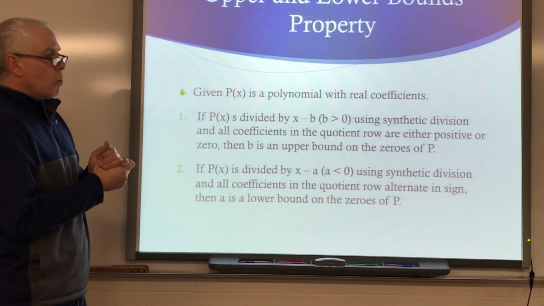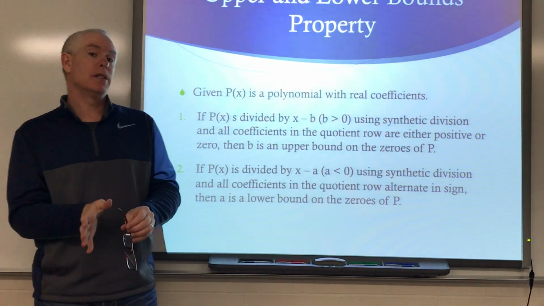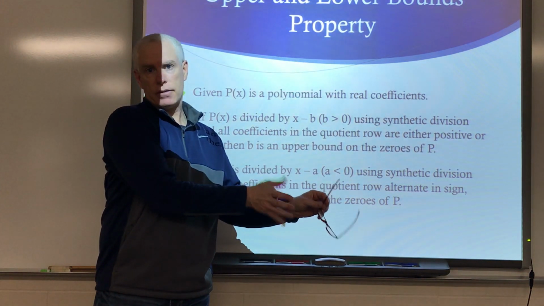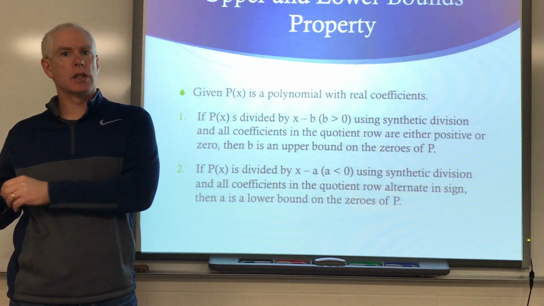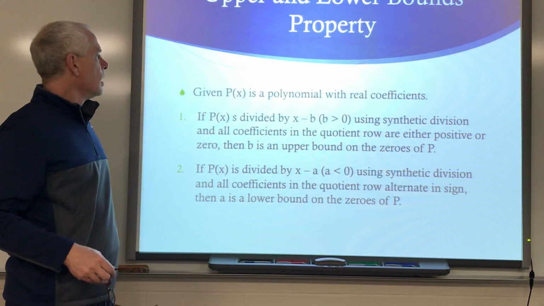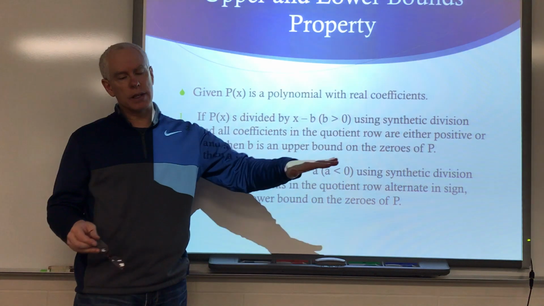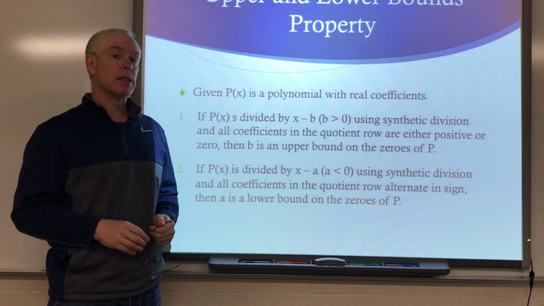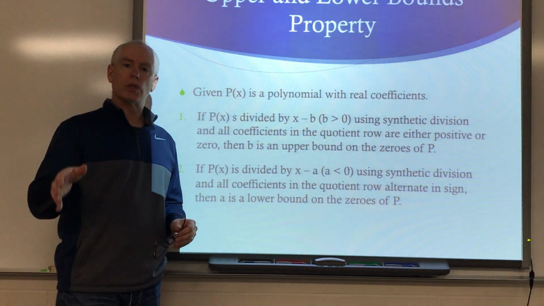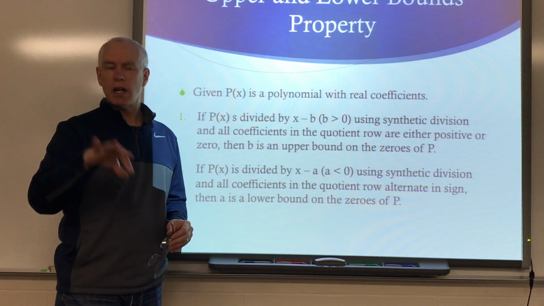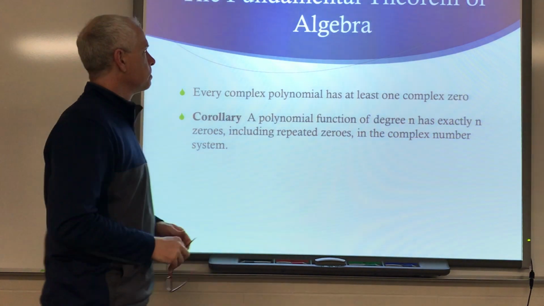All right, upper and lower bounds. So we're trying to determine if a number, so if 5 is an upper bound, that means there's no zeros bigger than 5, okay? And if 0 is a lower bound, for instance, there'd be no zeros to the left of it. And the test for that is, if you divide by a number using synthetic division, and the bottom row is all 0 or positive numbers, it's an upper bound. If the bottom row is all alternating between positive and negative, then it's a lower bound. Okay, so if we need to do that, that's all it is.